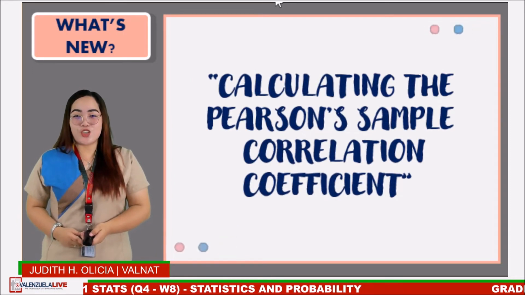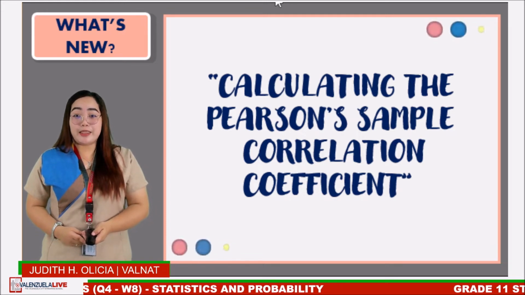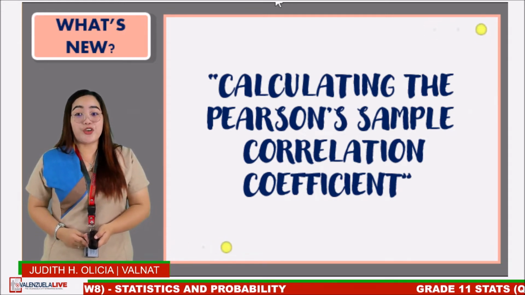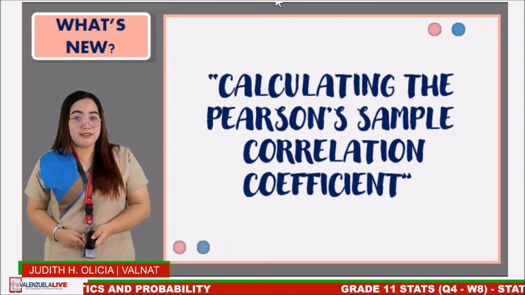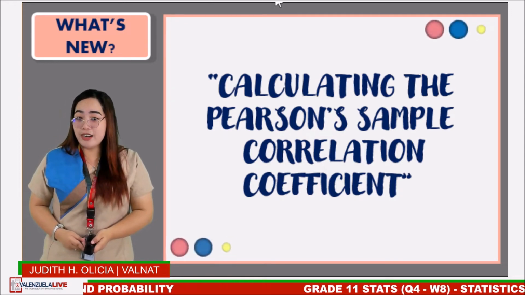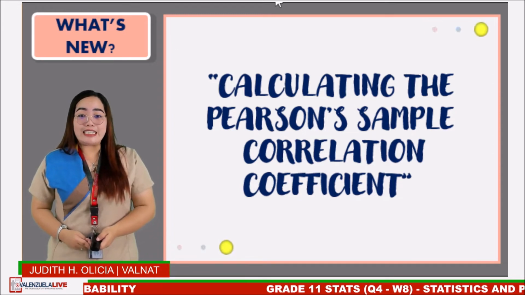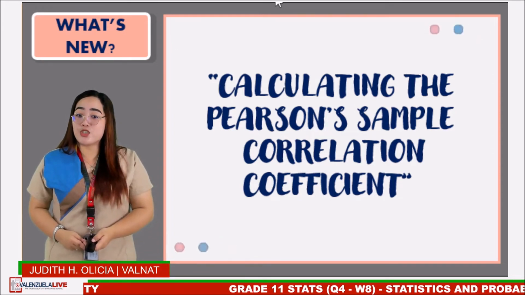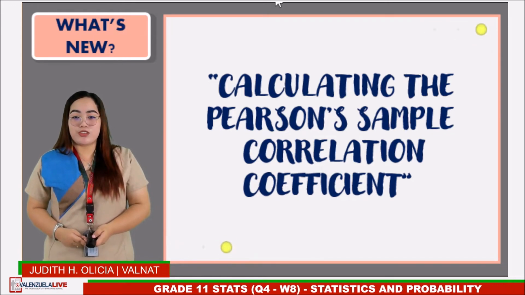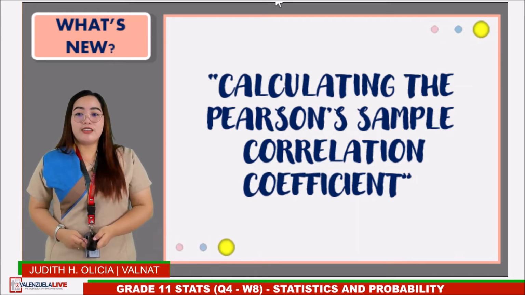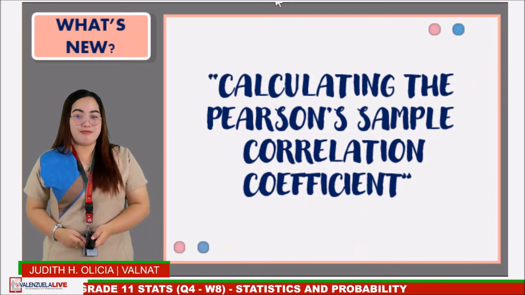In this lesson, we are going to calculate the Pearson sample correlation coefficient. The Pearson sample correlation coefficient, also known as Pearson R, denoted by R, is a test statistic that measures the strength of the linear relationship between two variables. To find R, the following formula is used.